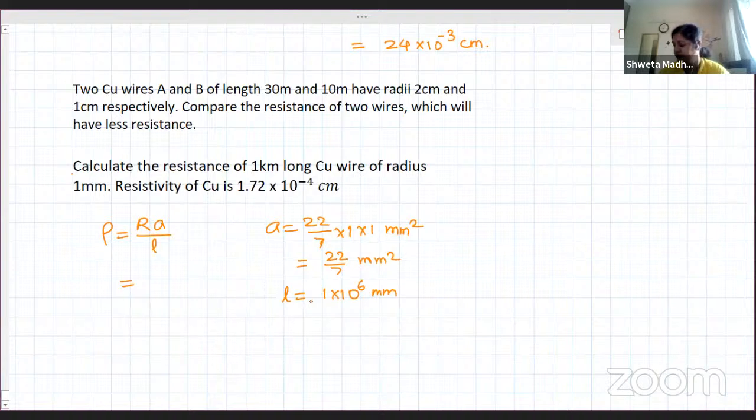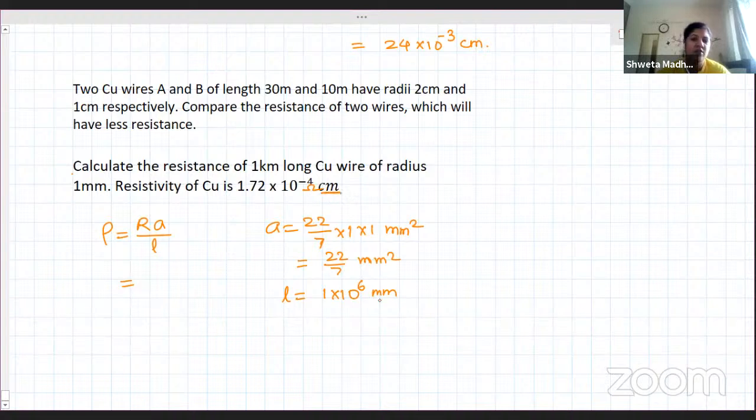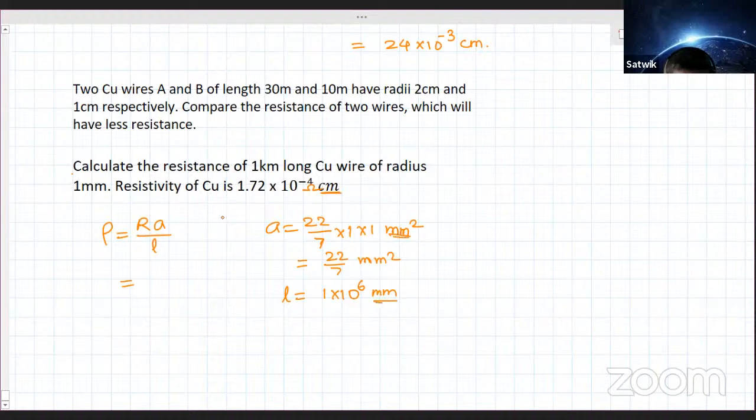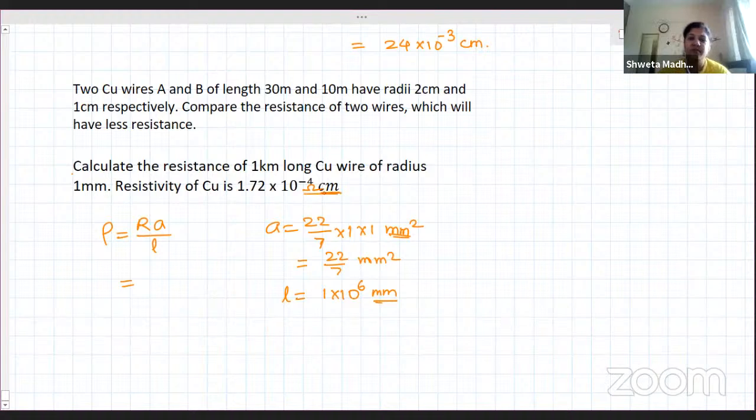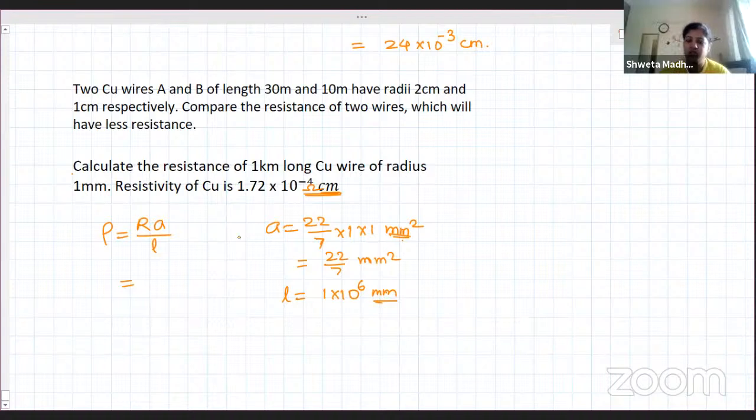Then 1.72 into 10 to the power minus 4 ohm centimeter is equal to R into 22 by 7 mm square by 1 into 10 to the power 6 mm. But first, this is ohm centimeter, and you have taken in millimeter. How can you use this? Ma'am, I converted it. Which one have you converted? The value of L, 1 into 10 to the power 6. Only? Area also you have to convert, right? Both of them are in millimeter square. You tell what conversion you have done.